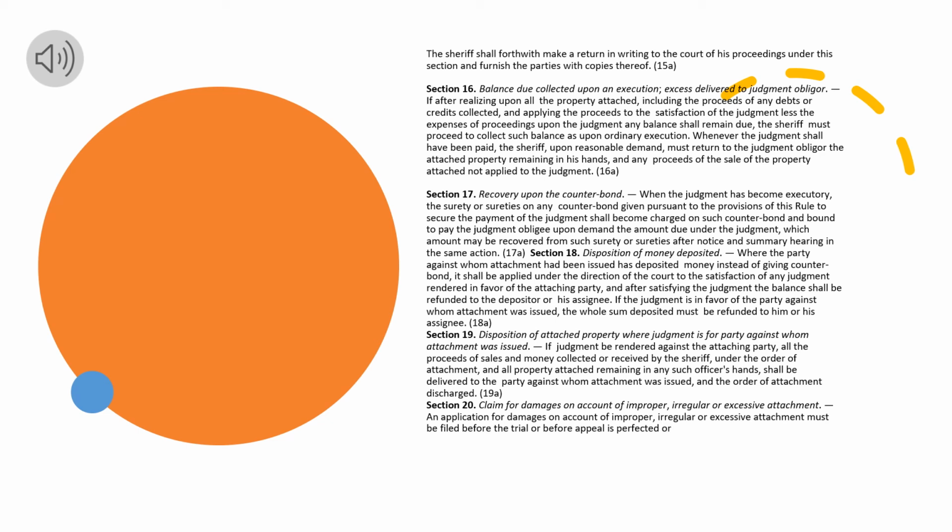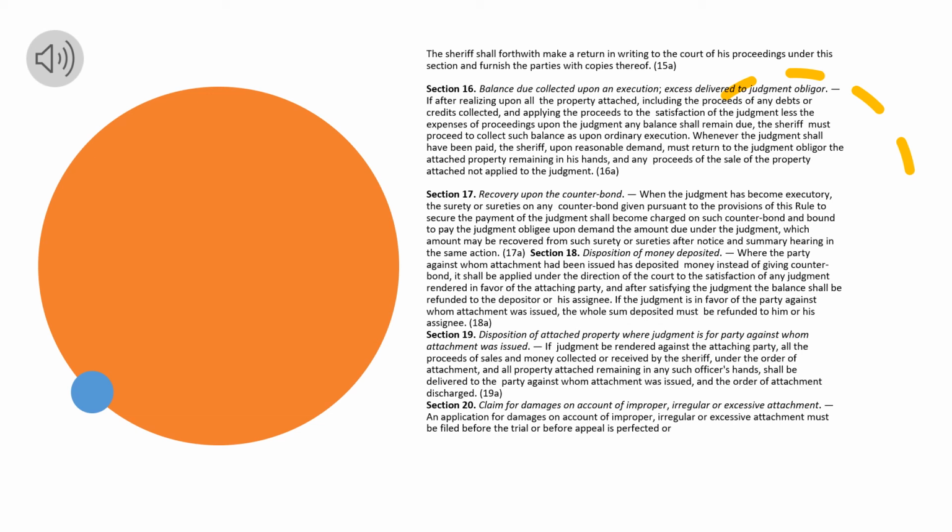Section 17. Recovery upon the counter bond. When the judgment has become executory, the surety or sureties on any counter bond given pursuant to the provisions of this rule to secure the payment of the judgment shall become charged on such counter bond and bound to pay the judgment obligee upon demand the amount due under the judgment, which amount may be recovered from such surety or sureties after notice and summary hearing in the same action.